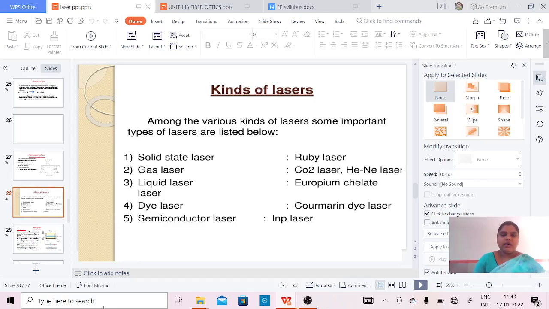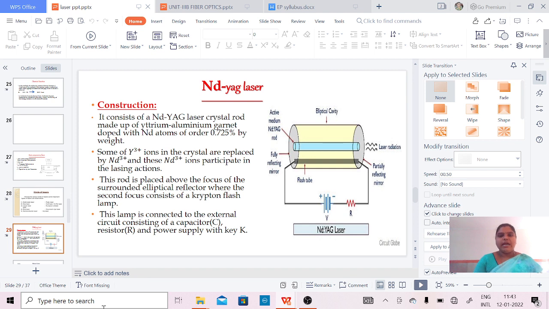Hi students, in the previous video lecture we discussed the kinds of lasers. Now, according to our syllabus, we are going to study the helium neon laser, which is an example of gas lasers, and also the Nd:YAG laser. Next, let us see what the Nd:YAG laser is and how its construction looks.